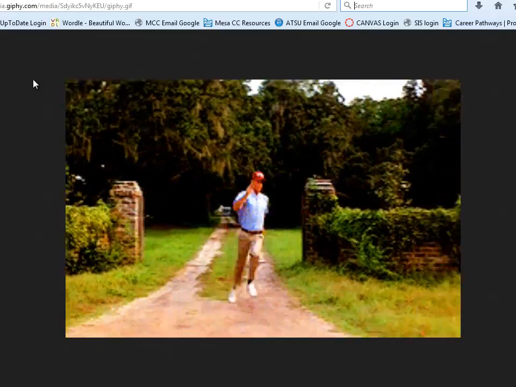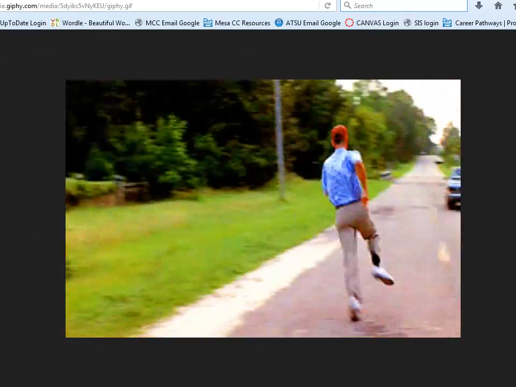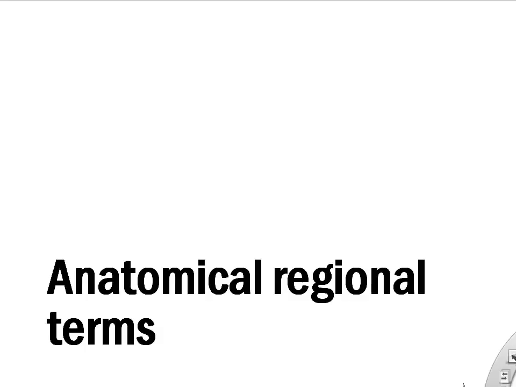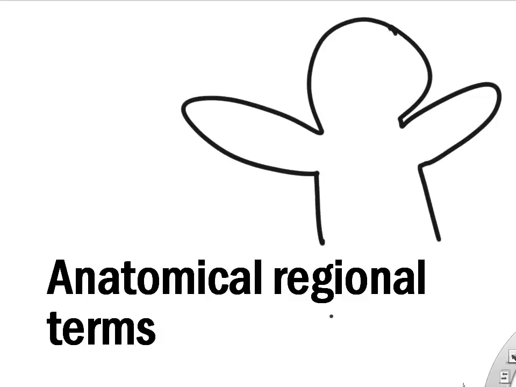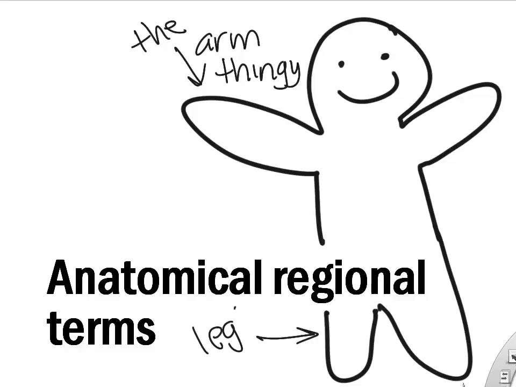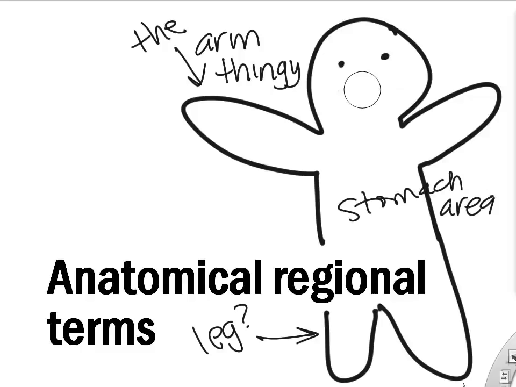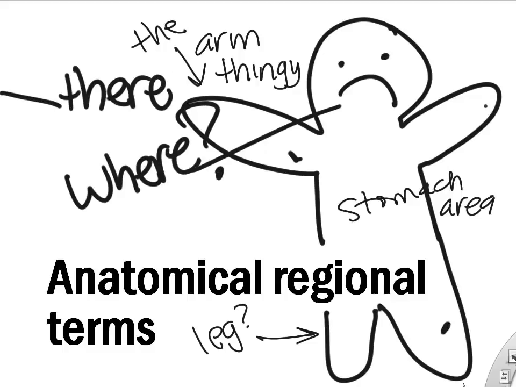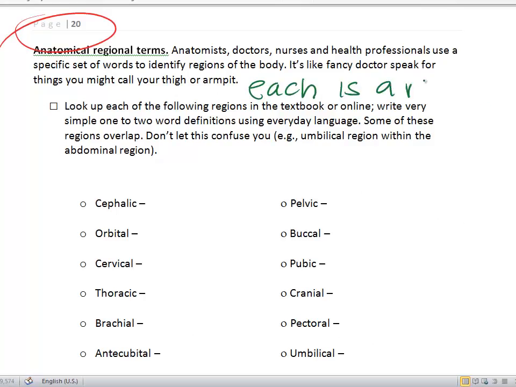All right, the final topic we're going to cover are these anatomical regional terms. So hopefully you feel like you're in the home stretch here. So these anatomical regional terms, what are they? They're basically adjectives to describe an area. And so, for example, you can't just tell somebody the arm thing or the leg or your stomach. You've got a scar or surgery on your stomach. What do we really mean? So we're going to learn very specific anatomical regions that define parts of our body.